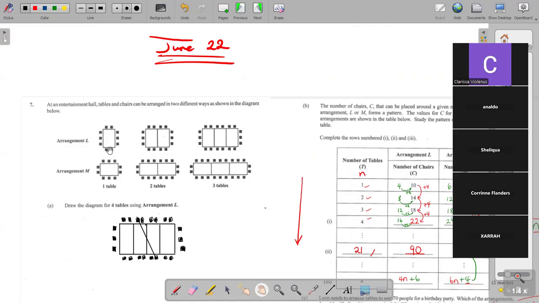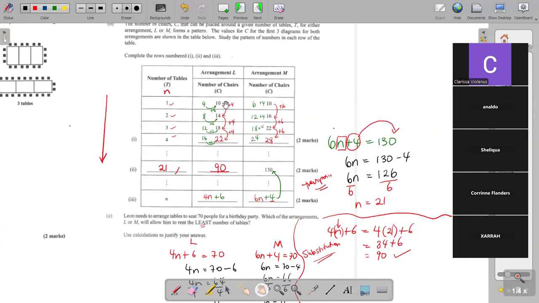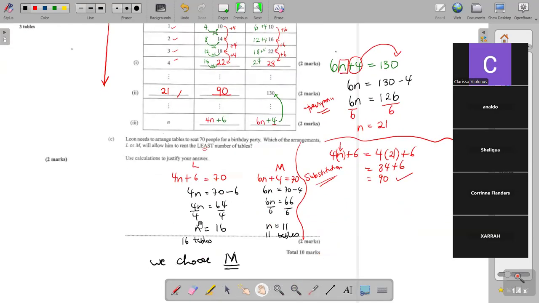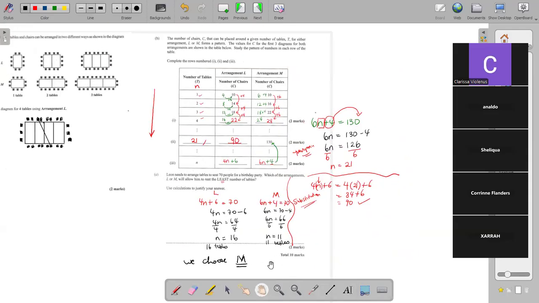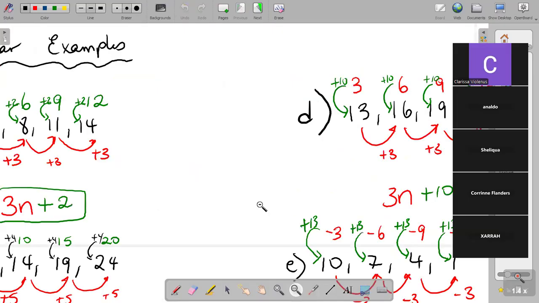This arrangement has 2 different options. They only ask you for one out of the 2. So you do that. Then when you go to the table, you pay attention to what is happening. You find your rule. And then once you find your rule, you use your information to find your missing answers. And then you apply algebra to answer the last section. How was that first question, guys? Was it okay? It was good? All right.